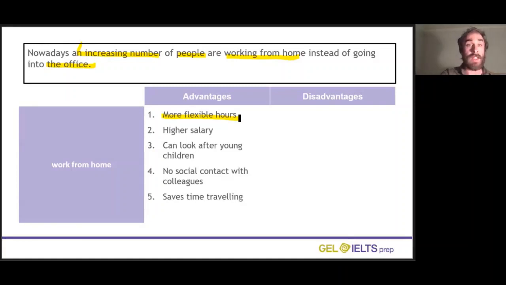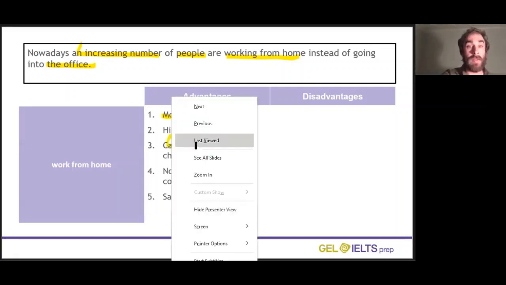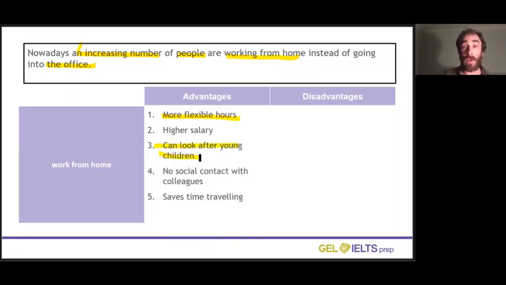Number 3, they can look after young children. So this is true. If you're working at home and you have young children, you're able to take care of them. So this would be a good argument in favour of that. Number 4, no social contact with your colleagues. I think to most people, this would be a bad thing. Maybe for you, this would be a good thing. But as an argument globally, I think this belongs on the disadvantage side, not on the advantage side. Most people want social contact.